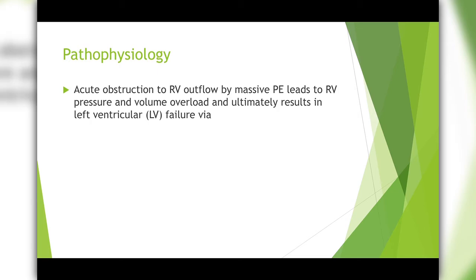Let's look at the pathophysiology of hypotension in PE. Acute right ventricular outflow obstruction leads to RV pressure and volume overload, which results in LV failure by two mechanisms. Right ventricular outflow tract obstruction leads to reduction in left ventricular preload, which means less blood pumped by RV due to obstruction and less blood reaches left ventricle.